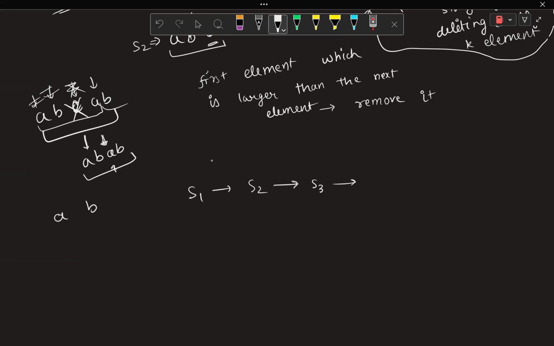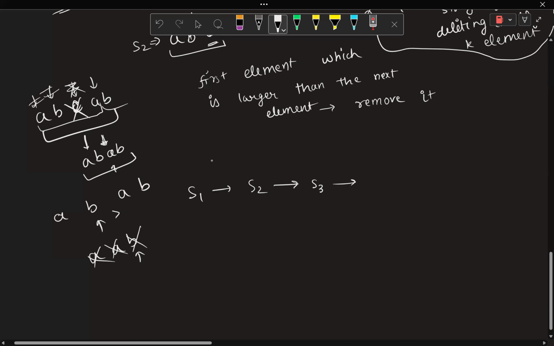Once you remove C, now B is the first element, which is larger than the next one. So you would have to remove B. After that, you would see that this is the last pair, and since there are no elements which are larger than the next, this B will be removed, then A, then A.